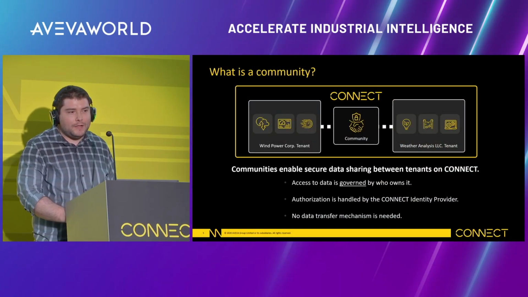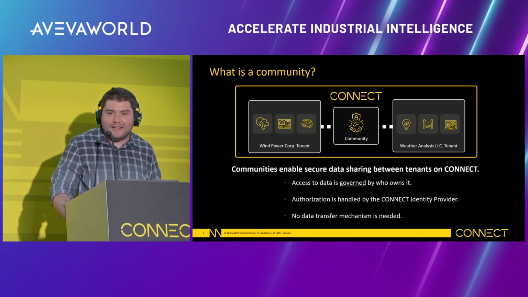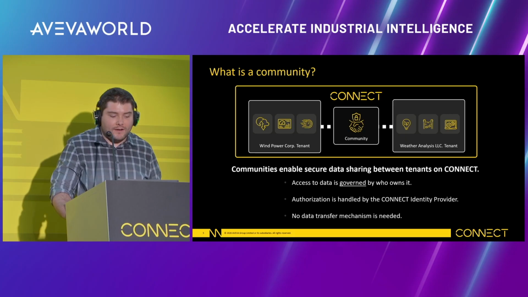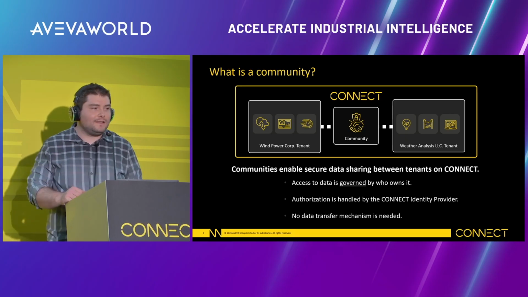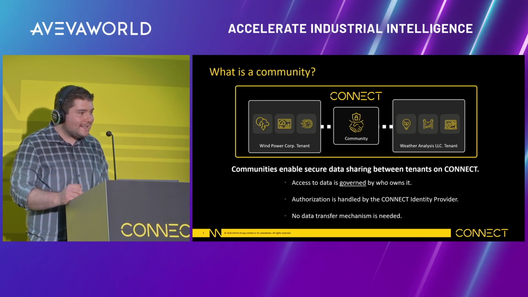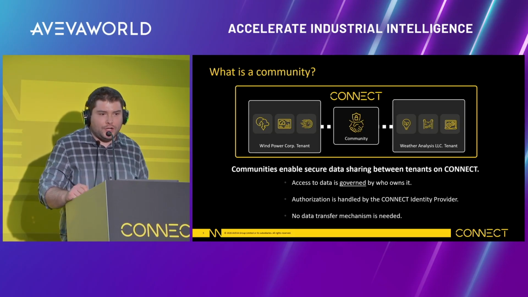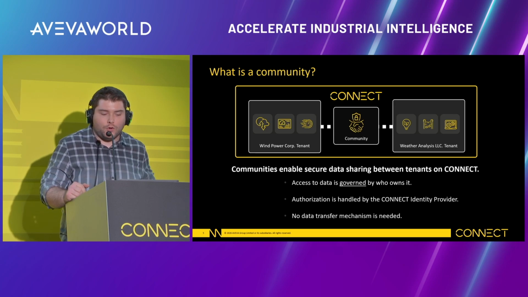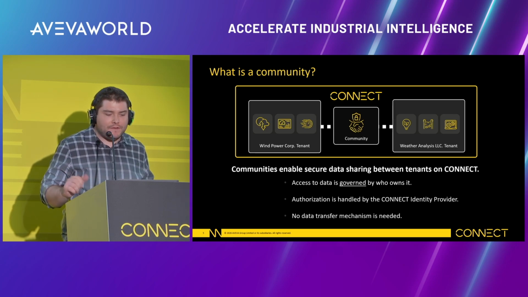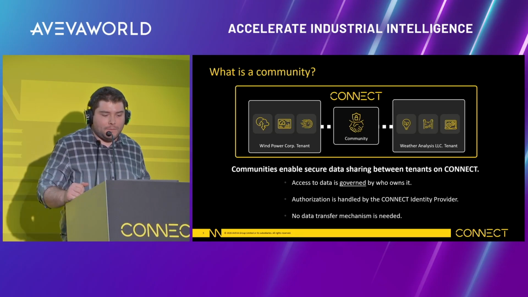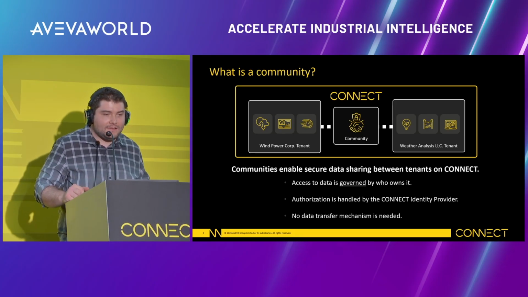So first off, what is a community? A community in Connect is a data sharing feature. Communities enable secure data sharing between tenants on Connect. So access to data is governed by who owns it. We're not setting up a data transfer. We're not setting up an agent or a copy of data between two different tenants. We are just granting access to data between different tenants on Connect.